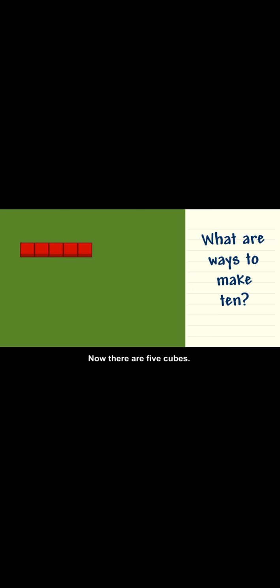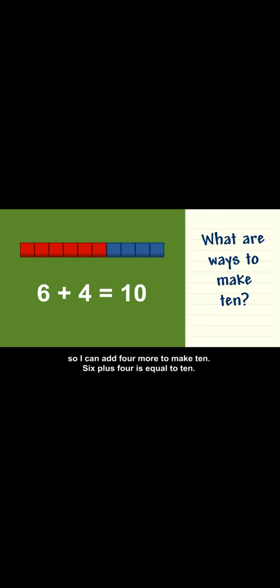Now there are 5 cubes. I can add on 5 more to make 10. 5 plus 5 is equal to 10. That's a doubles fact. Let's see. There are 6 cubes, so I can add 4 more to make 10. 6 plus 4 is equal to 10.